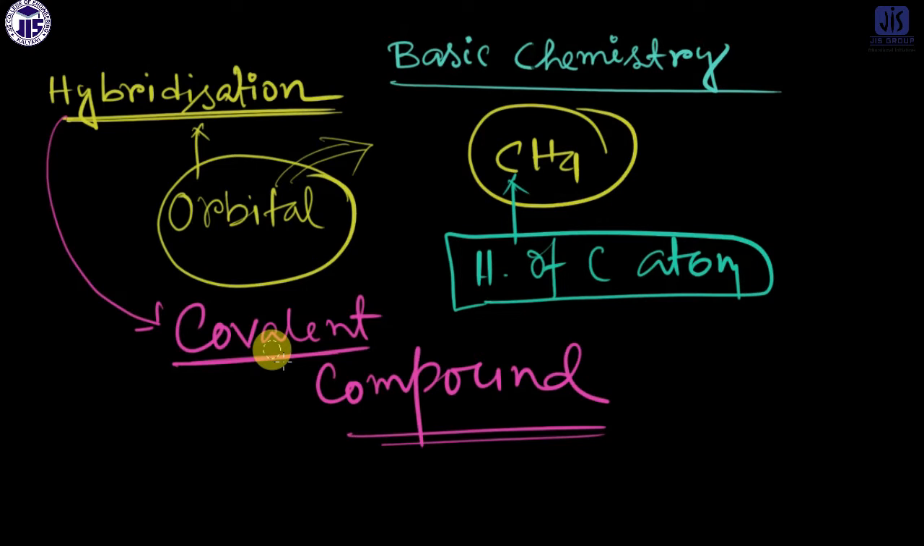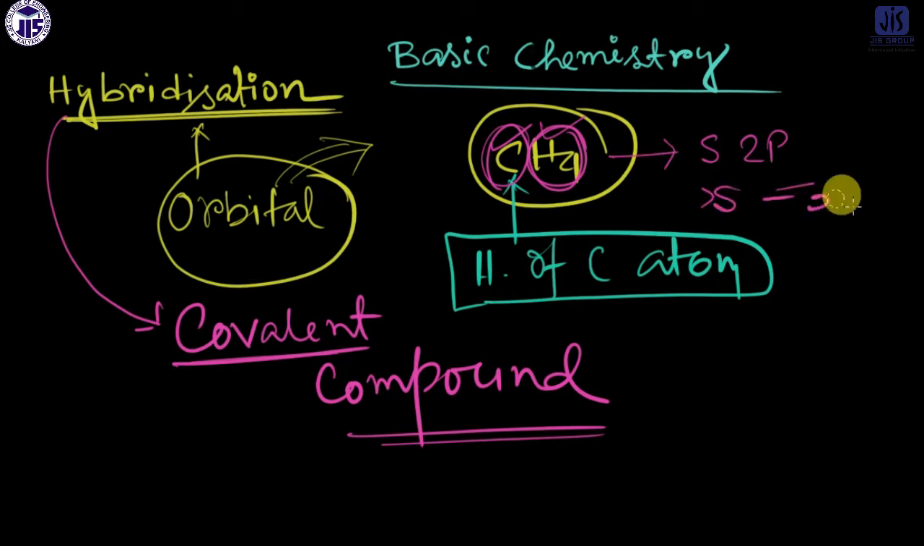So how can we understand how many orbitals are involved? Because if you think about carbon and hydrogen, there are some orbitals involved for carbon and some orbitals for hydrogen. So finally there may be one s orbital and two p orbitals, or one s orbital and 3p orbitals. In this way we will discuss how many orbitals are involved here.